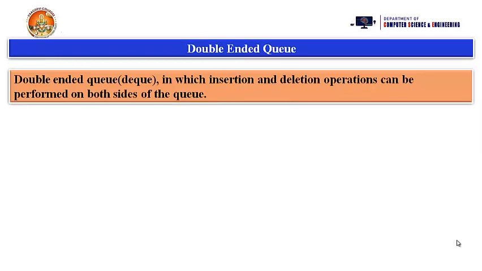Double-ended queue. The double-ended queue, in short you can call it a DQ, is one in which the insertion and deletion operations can be performed on both sides of the queue. Suppose you are taking the normal queue: we can insert the element using the rear end and we can delete the element using the front end only. But with the double-ended queue, in both ways we can insert and delete the element. That means using the rear end you can insert the element and delete the element, and using the front end you can insert the element and delete the element also. So that is the double-ended queue.